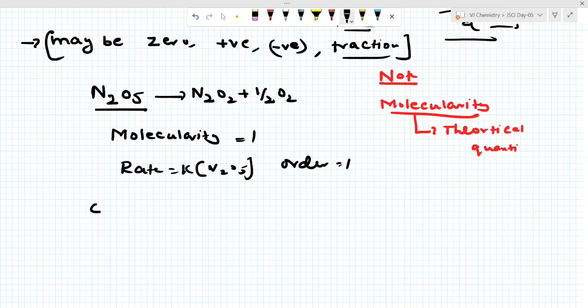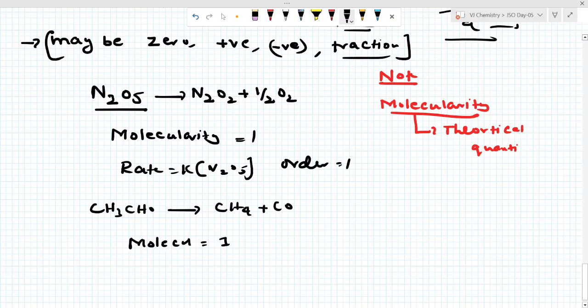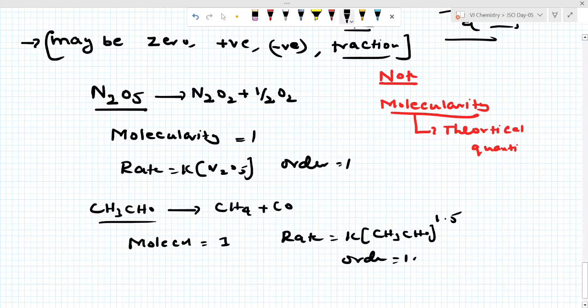இப்போ இதே ஈக்குவேஷன் எடுக்கலாம். ஓகே, ஃபார் எக்ஸாம்பிள் ஆல்ரெடி பார்த்தோமே, அசிட்டால்டிஹைட் CH3CHO gives CH4 plus CO. இதோட மாலிகுலாரிட்டி என்ன? இதோட மாலிகுலாரிட்டி 1. ஏன் 1? ஒரு CH3CHO தான் இருக்கு. பட் இது rate equal to rate constant into CH3CHO to the power 3/2. ஓகே, அப்ப இது 1.5, ஆர்டர் 1.5. அப்ப இது ஆர்டர் என்ன? இது ஆர்டர் வந்து 1.5, நாட் 1. அப்போ வந்து மாலிகுலாரிட்டி இஸ் a theoretical concept.